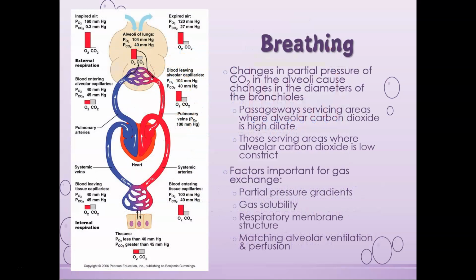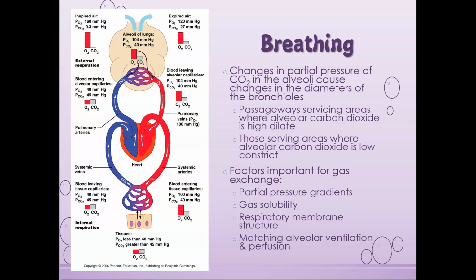It's those changes in partial pressures that cause all sorts of things to happen, one of which is the change in the diameter of your bronchioles. Your airway passages, those branches that are breaking out into your lungs, are there to service areas where your alveoli carbon dioxide is high, so they dilate to get that material out. Because remember that CO2 likes to be dissolved in solution in your body, so we need to get rid of it. If they contract, that's going to end up hanging onto that oxygen.